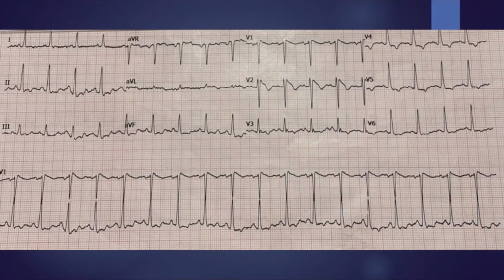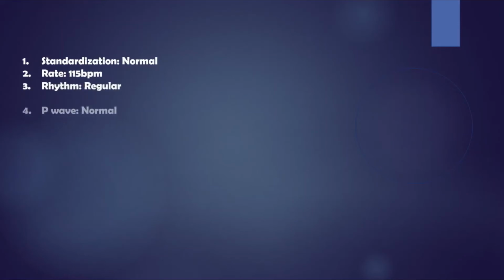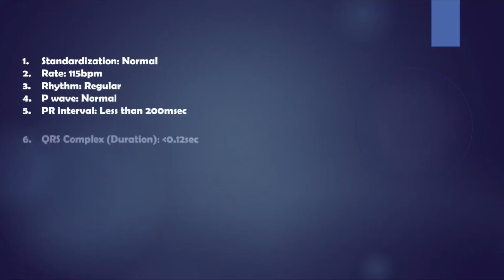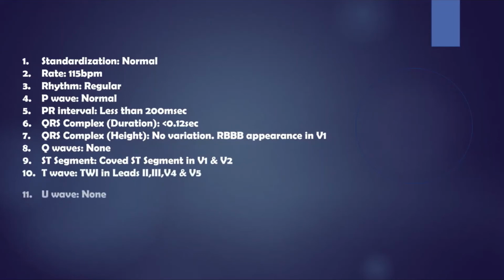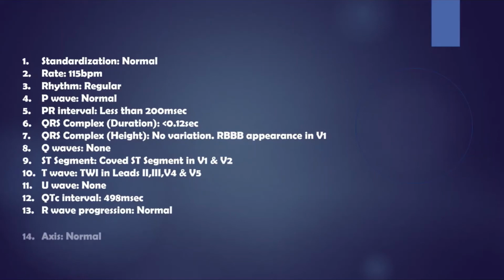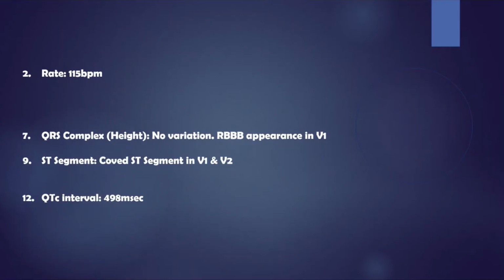So let's look at this other ECG, which was a 21-year-old gentleman with intermittent palpitations and an episode of syncope as well. So we're going to interpret this using our 14 key features of an ECG. The most important thing was the fact that there was a right bundle appearance with a coved ST segment in V1 and V2. So we're going to focus on those two things. And the diagnosis becomes that of a Brugada syndrome.